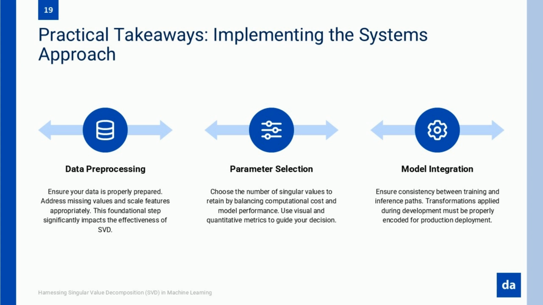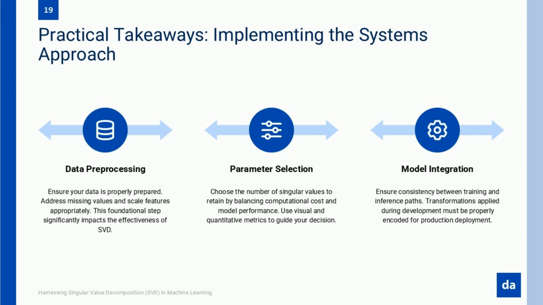Decision frameworks for parameter selection should extend beyond simplistic rules to consider system-wide implications. When determining how many singular values to retain, avoid treating this as an isolated mathematical decision. Instead, evaluate the computational cost of keeping different numbers of components against the impact on downstream model performance. While the elbow method provides a quick visual assessment of the singular value distribution, supplement this with quantitative metrics that measure the percentage of variance captured. Some applications may require preserving 99% of variance, while others perform optimally with just 80–90%.